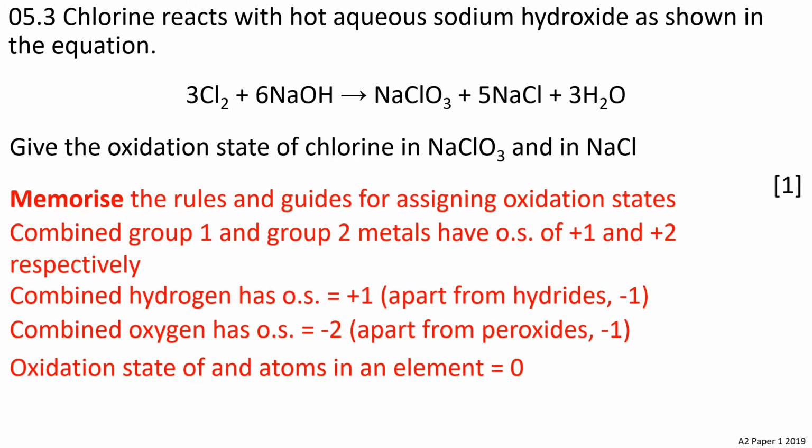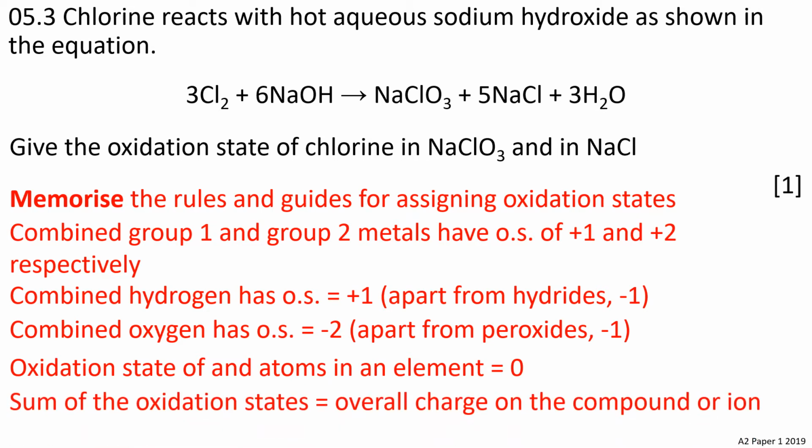Oxidation states of atoms in elements is always 0, as I just gave the examples there of hydrogen and oxygen. And the sum of the oxidation states is equal to the overall charge on the compound or ion. So there's the rules and the guides for assigning oxidation states. That should give you enough to work out the oxidation states of each of these atoms. And there we have it.